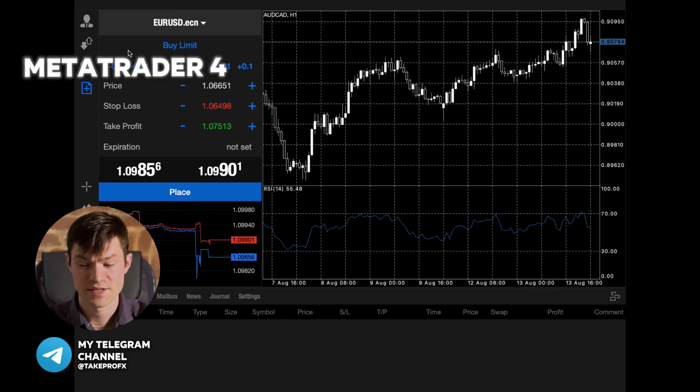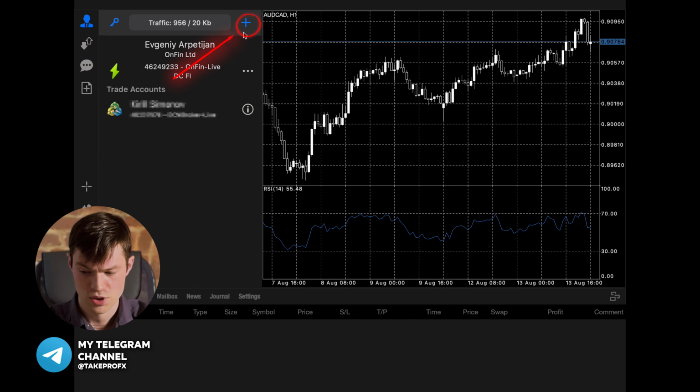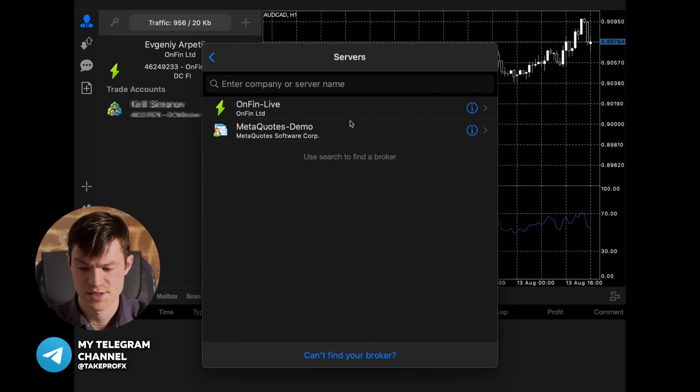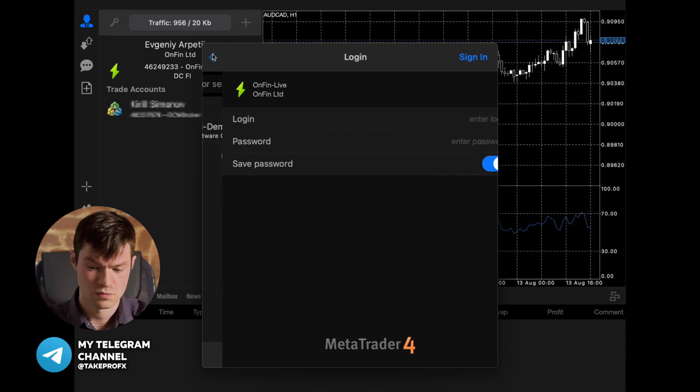So of course we can make trades with the help of any online terminal which is provided by brokers, but I still recommend to use MetaTrader 4. This app allows you to open trades also from your phone. You just need to enter it. Just click plus, then select the server of your broker, enter login and password from your account which you created on the broker, and after that we can open trades.